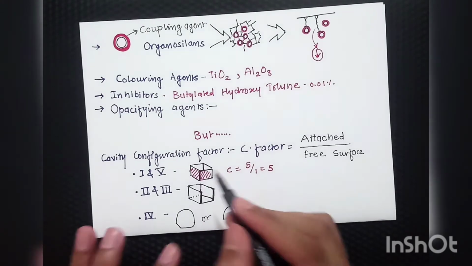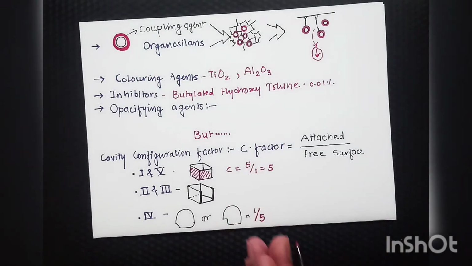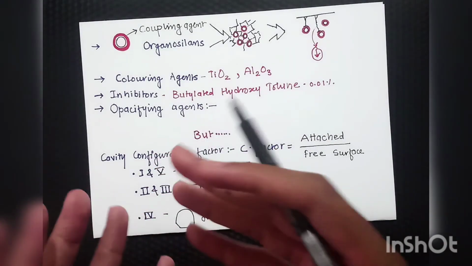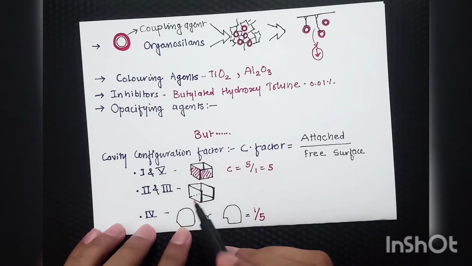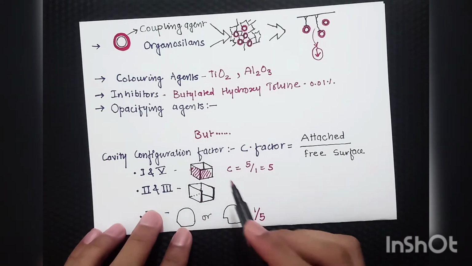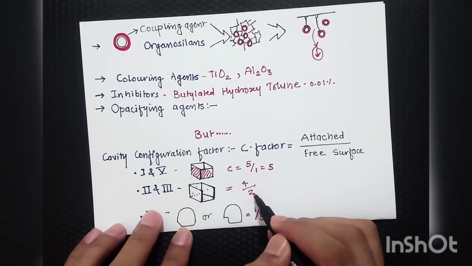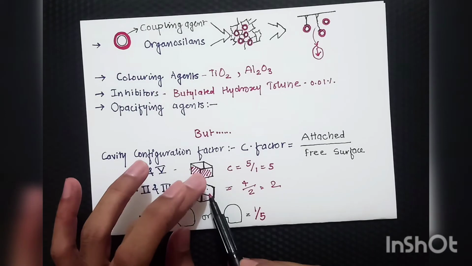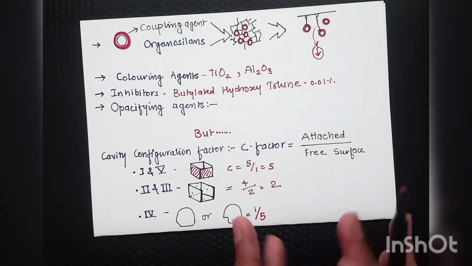So the more the composite resin contacts the tooth, the higher the C factor and the more the shrinkage. That is, the more will be the chance of dislocation or detachment of this composite resin from the cavity. So it is maximum, that is 5, in case of class 1 and class 5. In case of class 2 and class 3, we have 1, 2, 3, 4 by 2, that is a C factor of 2, because we have free surfaces from which the resin can shrink and the attached surface will be spared from detachment.